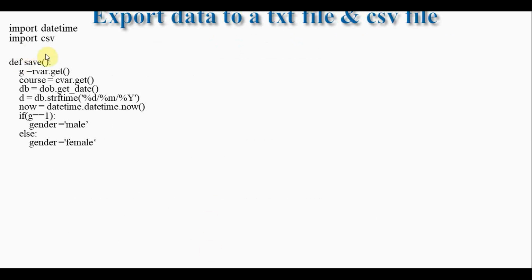In the function named save, rwhere.get is stored in g, and cwhere.get is stored in course. And to retrieve the selected date in the calendar, we use this method get_date, that will be stored as db. And the next thing is I am going to convert this to a string. It will be in the datetime format. This db represents a date, right? So that should be converted to a string so that we can save it in another file. So this strftime method will return a string representing the date. That representation is mentioned here, %d, %m and %y.